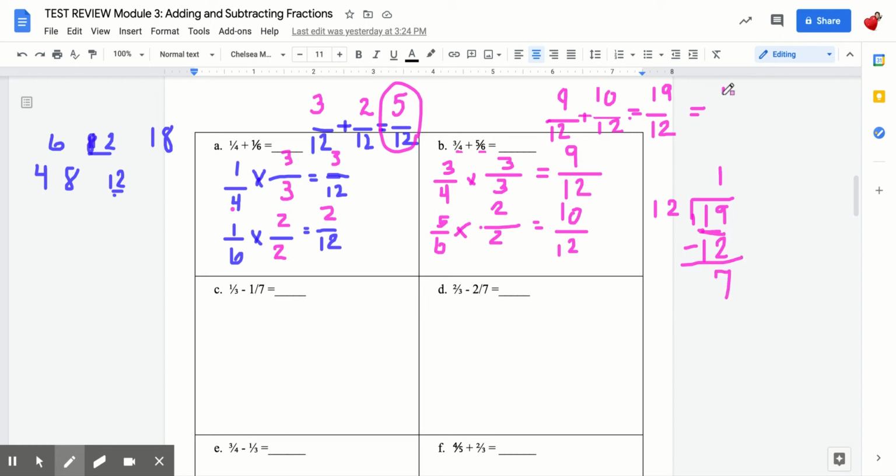So I can take out one whole, and then I'm left with 7/12, because my remainder is not just a 7. My remainder is how many pieces of a whole, and we know that 12/12 make one whole here.